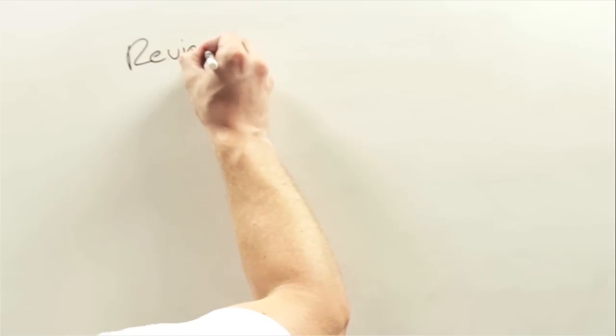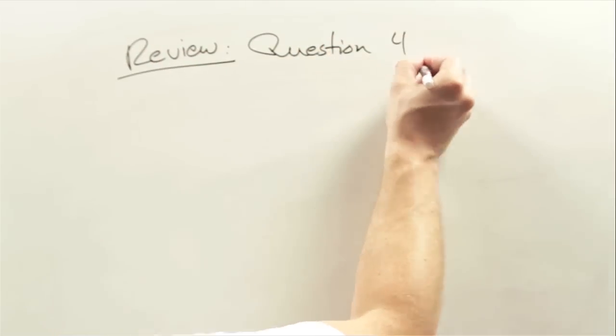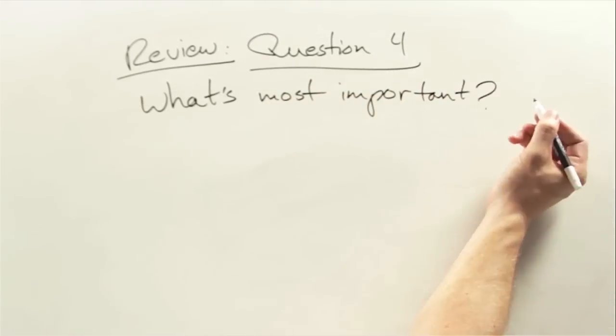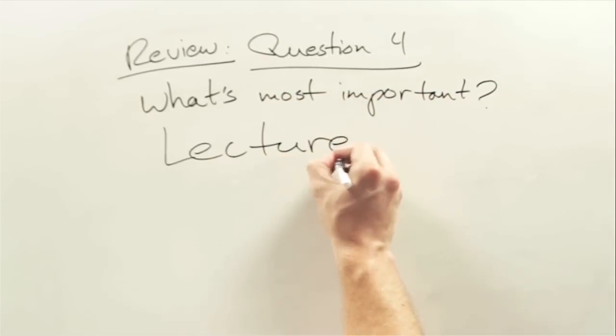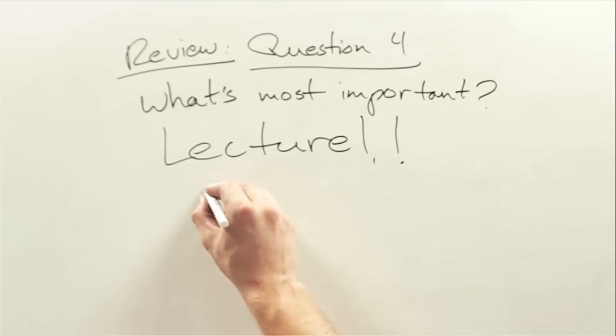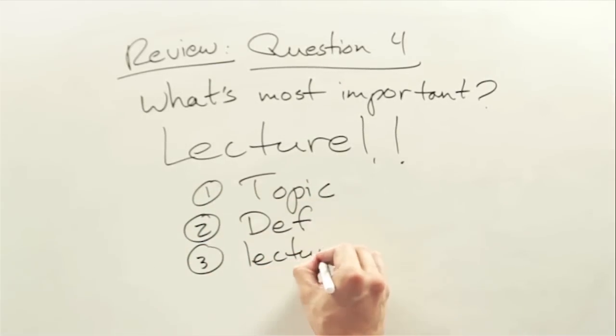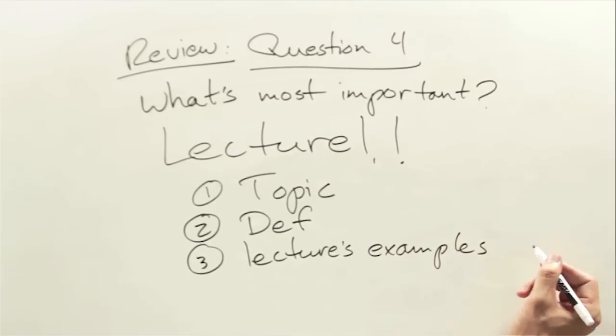And there we go. Question 4. Again, just to review what's most important for this question. Right? What is it? The lecture. The lecture is the most important thing. So, we write the topic, we write the definition, which is usually the first sentence of the passage, then focus on the supporting examples in the lecture.